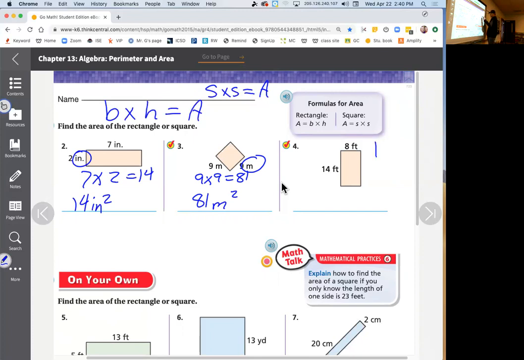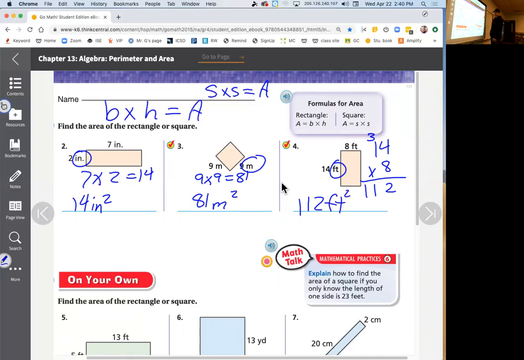Now on this one, we got 14 times 8. 8 times 4 is 32. 8 times 1 is 8, plus 3 is 11. So you got 112. What's the unit? Feet squared.